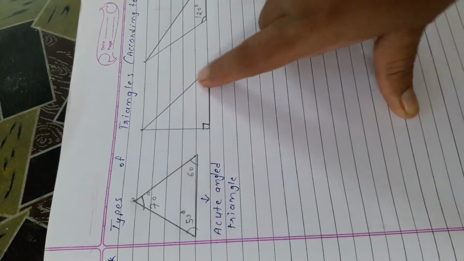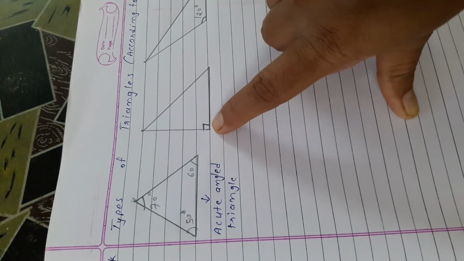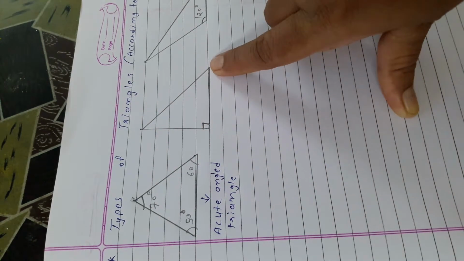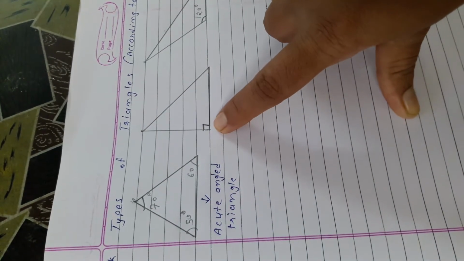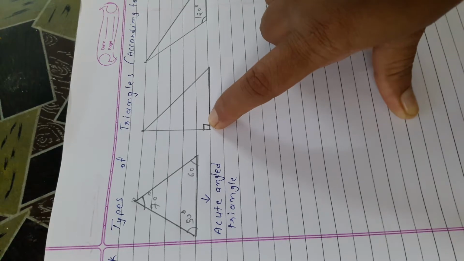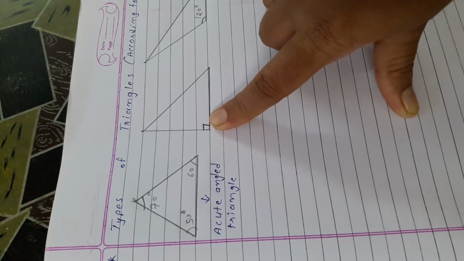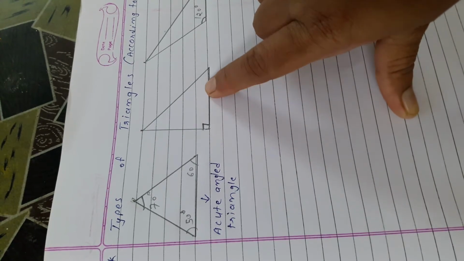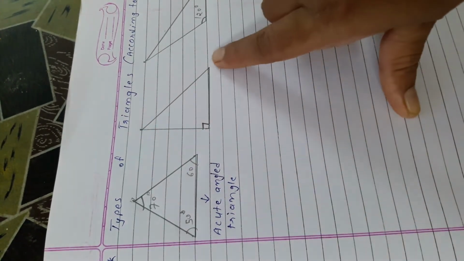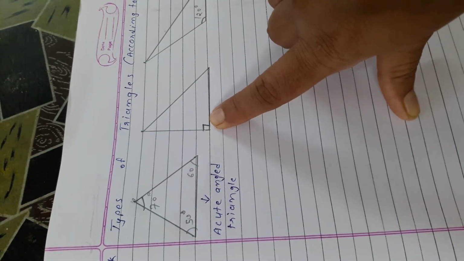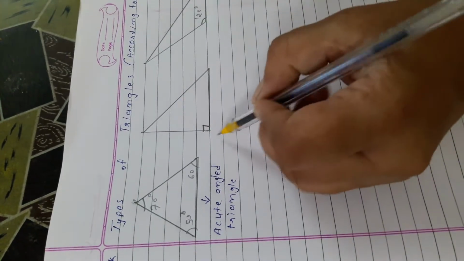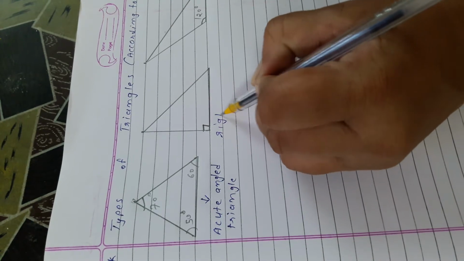Now in this triangle, see that here one angle is a right angle. So if in a triangle the measure of one angle is 90 degrees, it is known as a right angled triangle. Here in this triangle, the measure of this angle is 90 degrees, that is a right angle. So it is called a right angled triangle.